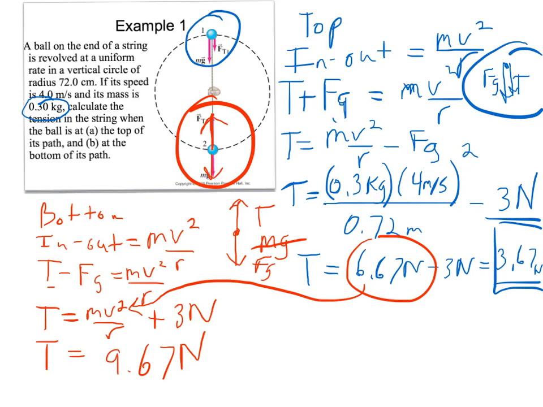Solve for tension. T equals mv squared over r plus 3 newtons. Now, according to this problem, the speed doesn't change. Nothing's going on there. Sorry, not take our tension. Take our mv squared over r. Plug that in, since m didn't change, v didn't change, r didn't change. All the same. So we know that's going to come out to be 6.67 newtons. Just add the 3, we get 9.67 newtons.